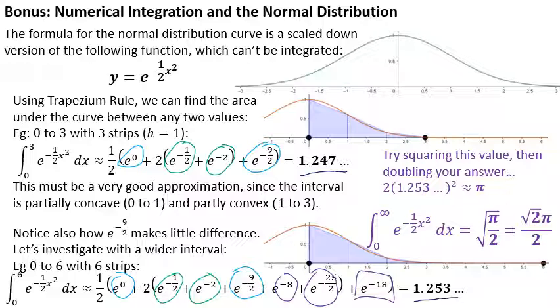1.253-ish. We can write this a little more nicely by rationalizing the denominator. We get root 2 pi over 2. The entire thing is square rooted. The square root of 2 pi over 2. And that means we can integrate the entire thing now.